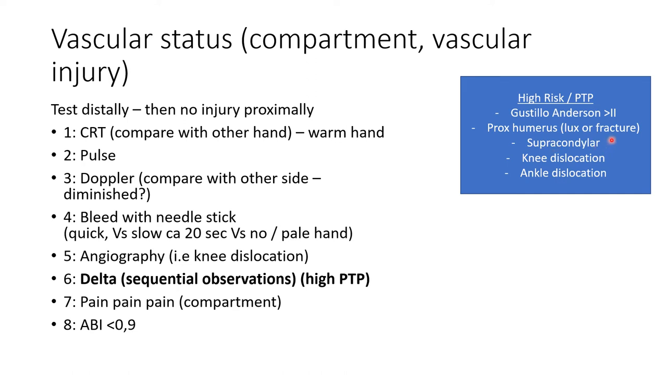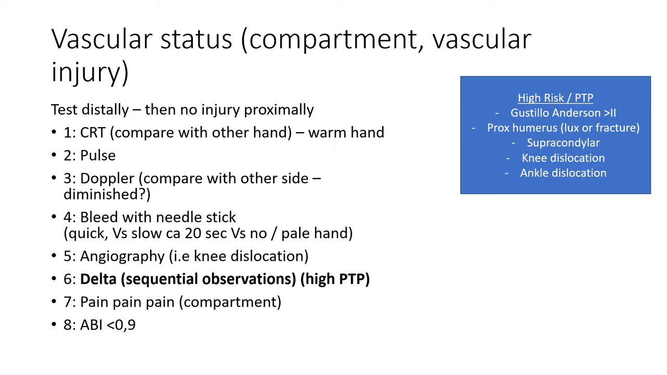There are some high risk things here, and we talked about if you have a Gustilo-Anderson above 2, that's an open fracture scale. We'll talk about it later. But if you have a Gustilo-Anderson above 2, then that's a higher risk of vascular injury. But bear in mind, a Gustilo-Anderson will become above 2 if it's major trauma or high force trauma. Then it will automatically become a Gustilo-Anderson 3 if there's a hole in the skin and a broken bone, even if it's just a minor hole.